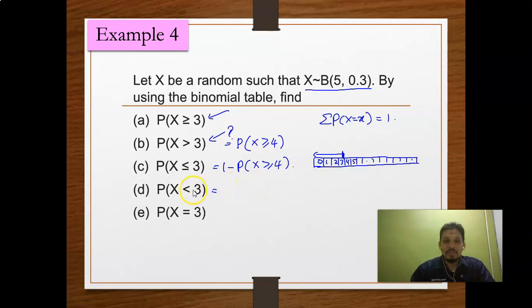And what about this one? X less than 3. 0, 1, 2, 3, 4, 5 and so on. Probability of x less than 3. Does it include 3? No. So before 3 is 2. So it is the probability of x equal to 0 plus the probability of x equal to 1 plus the probability of x equal to 2. Because it does not include 3, it is only 0, 1, 2. So we get 1 minus the probability of x greater than or equal to 3.